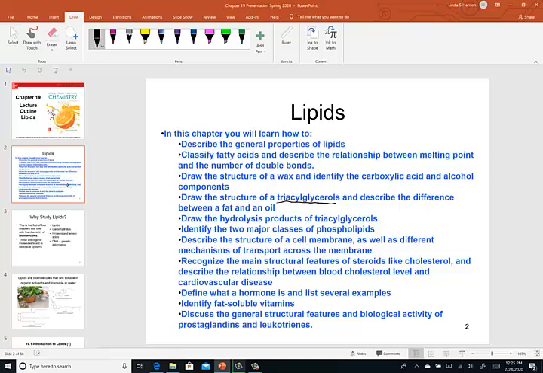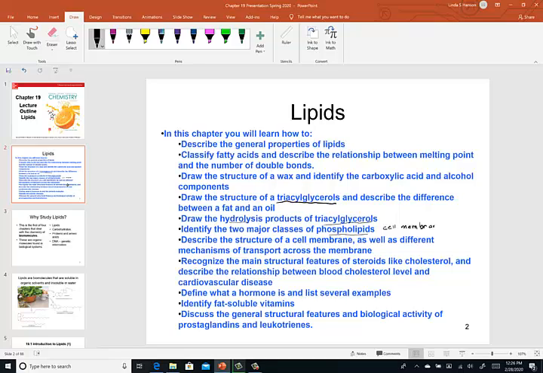Can you see that? Triacylglycerol. And use that to describe the difference between fats and oils. Fats, of course, are solids at room temperature, oils being liquids. We can draw the hydrolysis products of triacylglycerols, to hydrolyze, to add water. You'll identify the 2 major classes of phospholipids. You might remember that word from cell membranes.